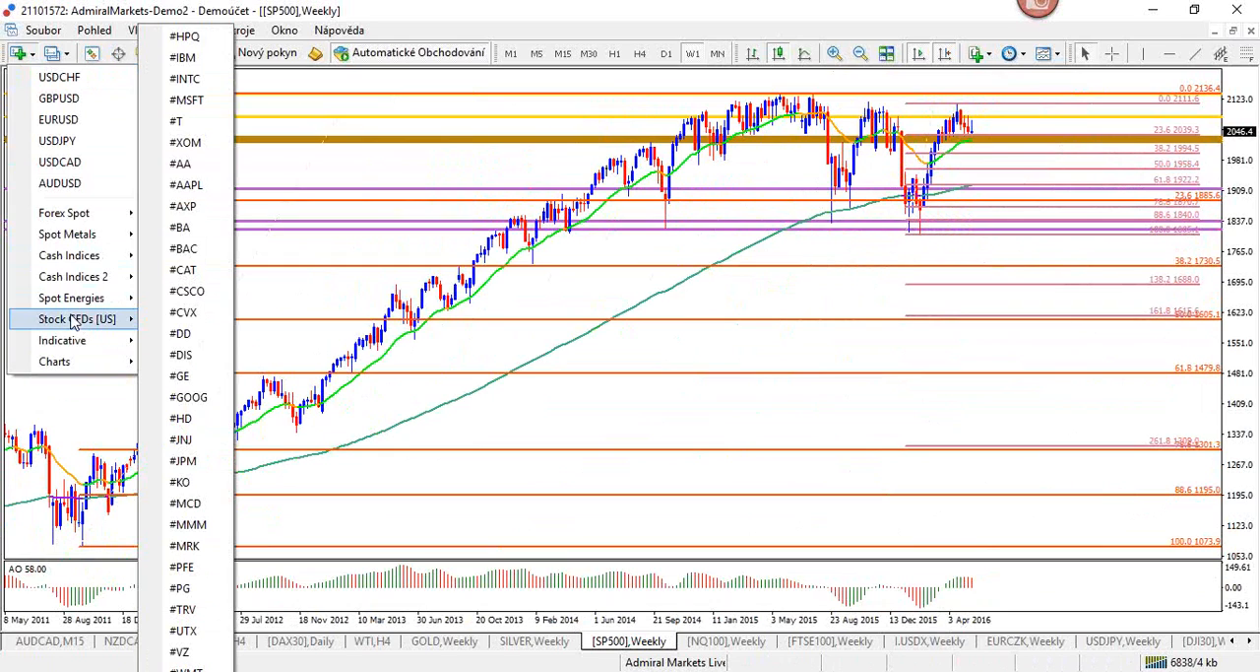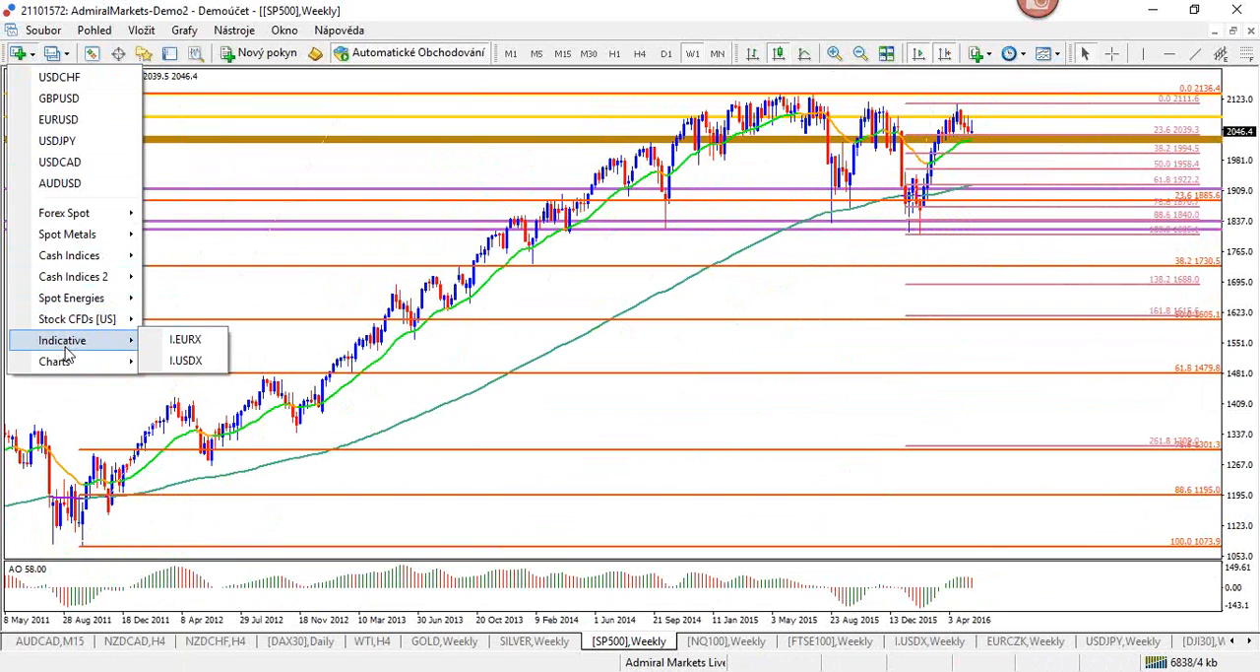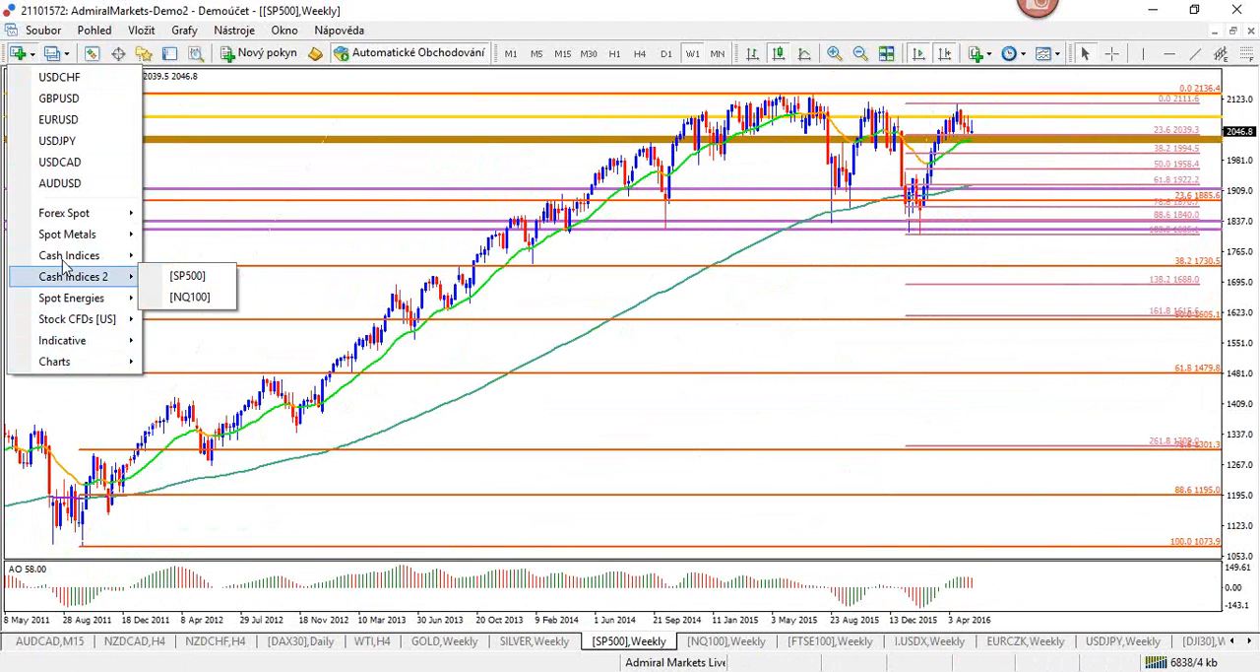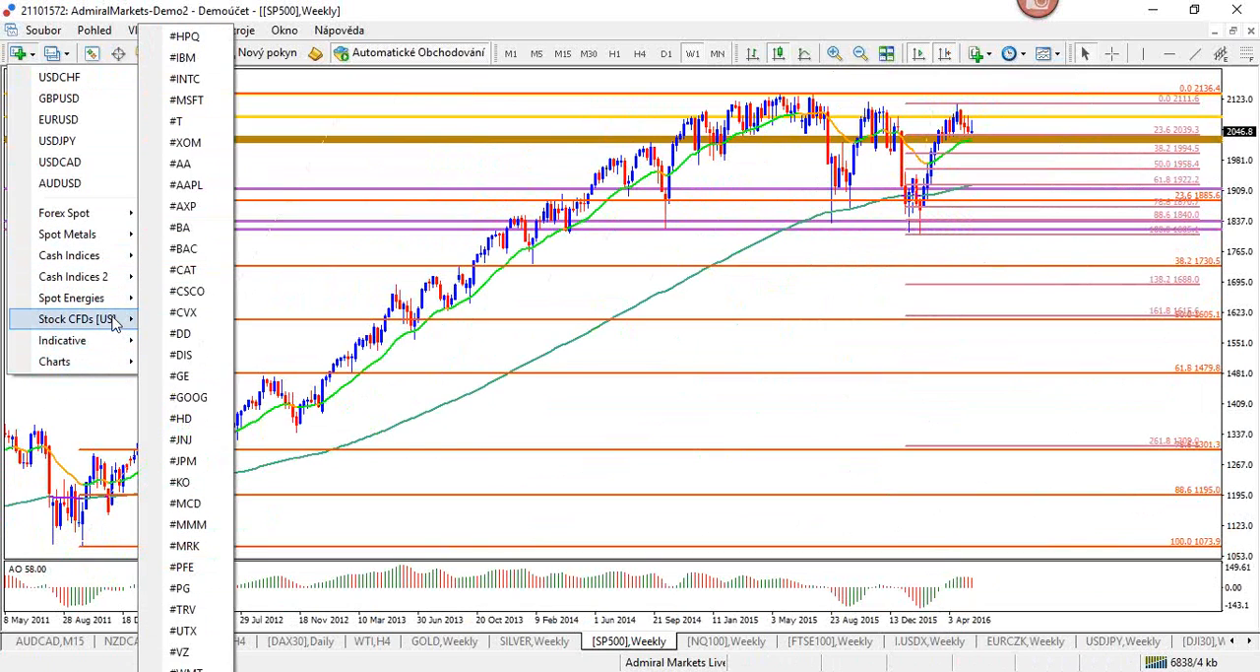ASX is not something I've seen, but maybe I haven't found it yet. Let's see. I don't see it myself. But we can take a look at silver.